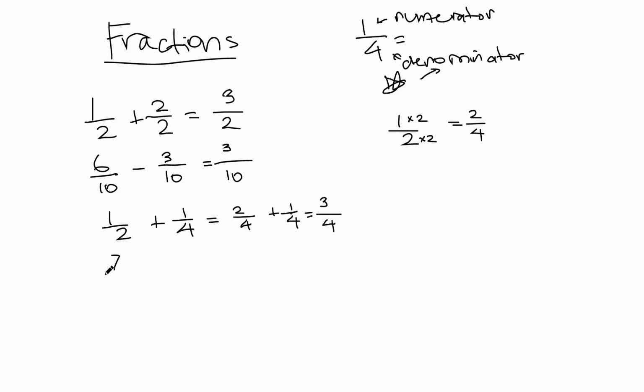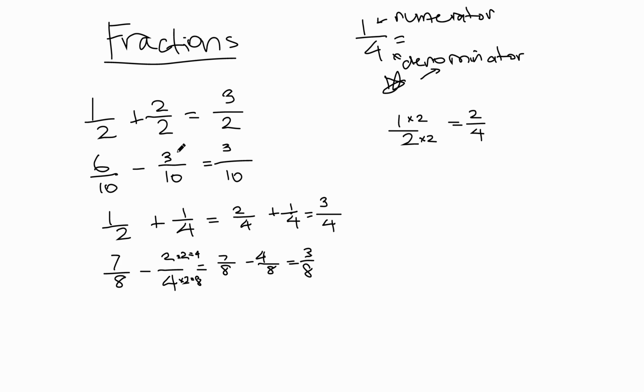let's say 7 over 8 minus 2 over 4. Now, what do you do? You've got to make the denominator the same. And what's the smallest number that goes into 8 and 4? It would be 8. So therefore, you can multiply this one by 2, this one also by 2 to get 4 times 2 is 8, and then 2 times 2 is 4. So therefore, this becomes 7 over 8 minus 4 over 8 is equal to 3 over 8.